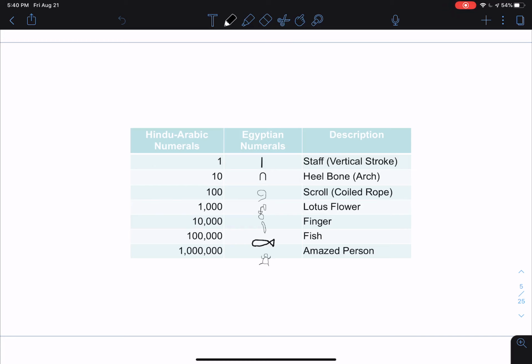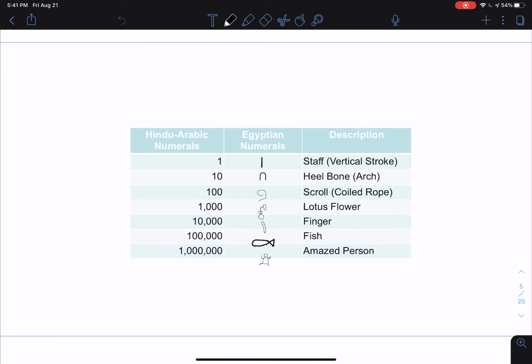For 10,000, they used a picture of a little crooked finger that they drew. For 100,000, a fish. And then for them, 1,000,000 was this ginormous number, so they would draw this amazed person, like, oh my gosh, that's so big, amazing. And that was their symbols. So if they wanted to express a number, they would use some combination of these symbols, and the values would add up to come out to the total for that number.